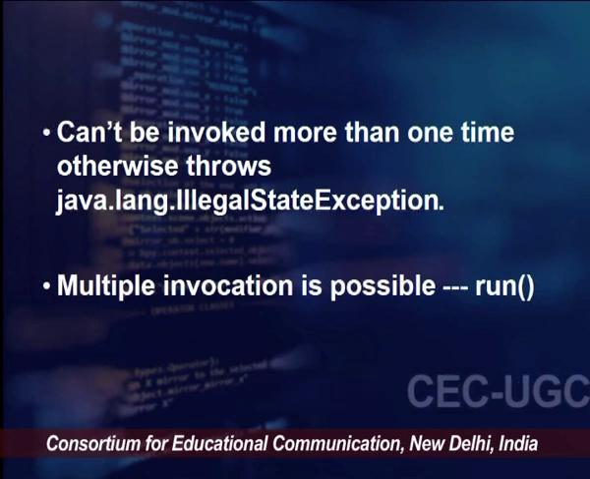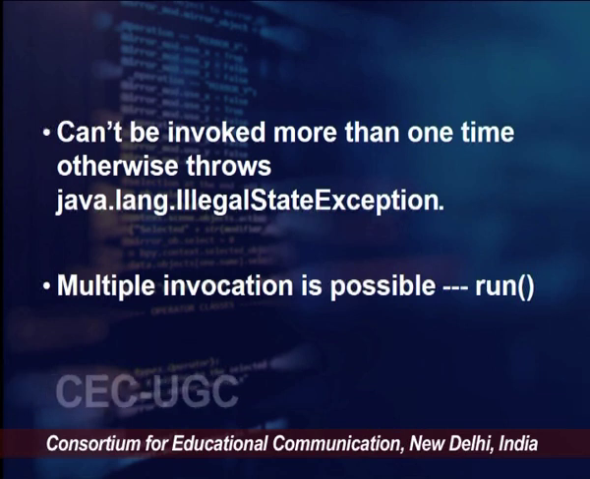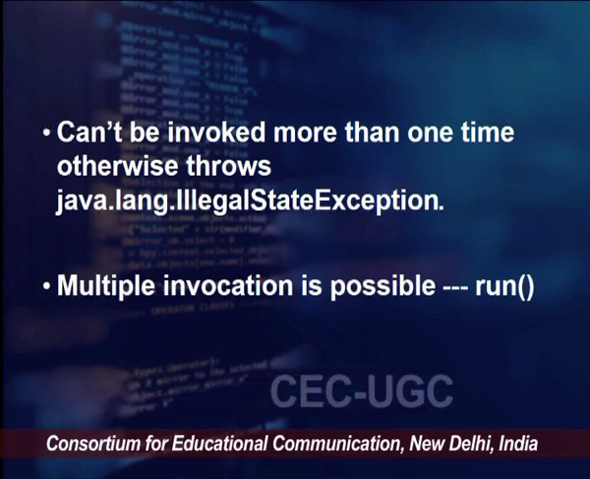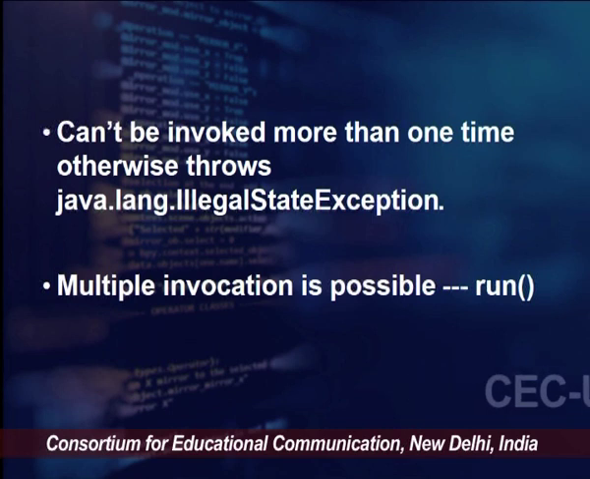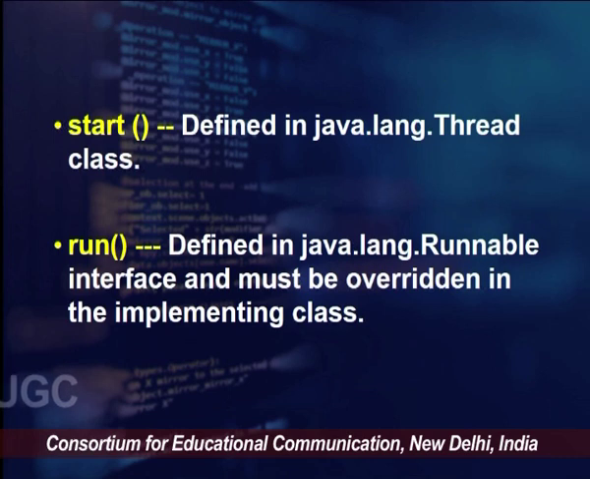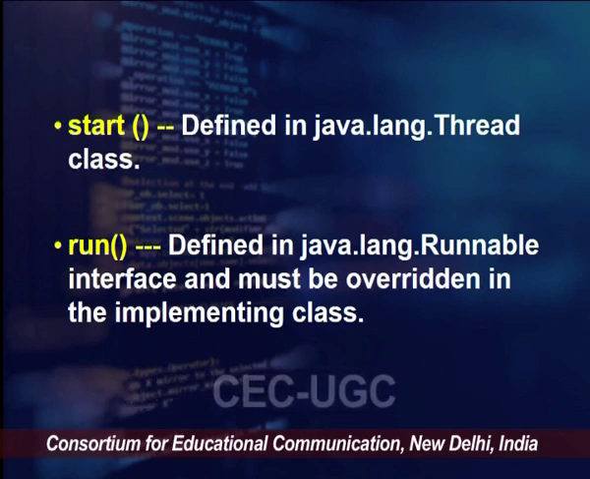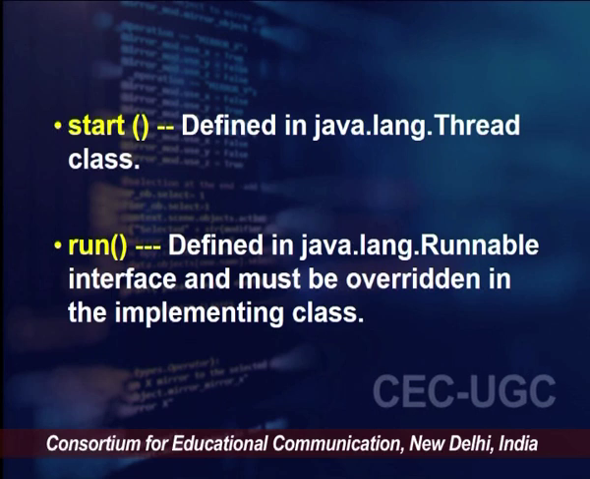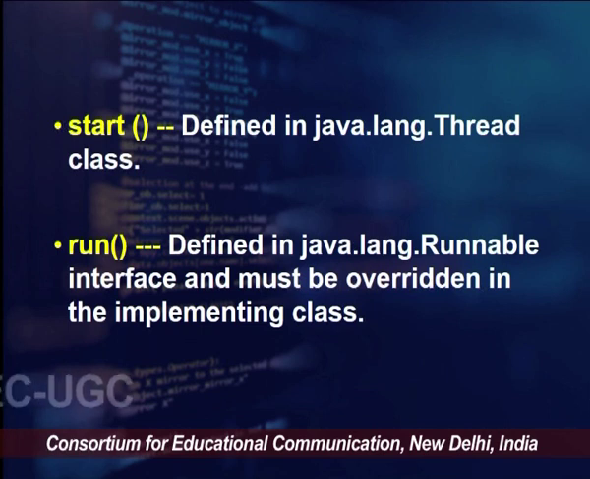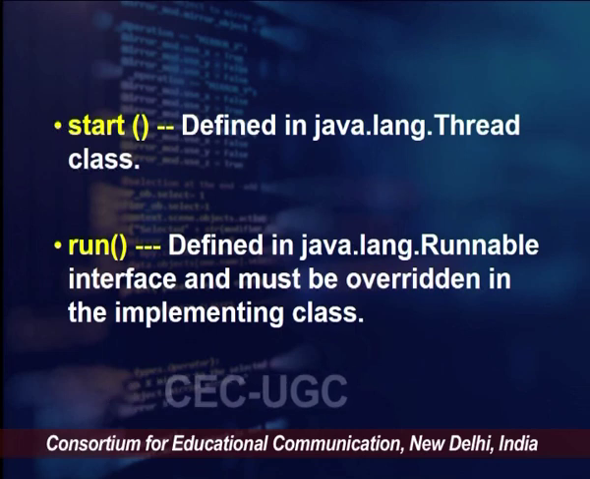Now, start cannot be invoked more than one time, otherwise it throws java.lang.IllegalThreadStateException, while for the run method multiple invocation is possible. Another difference between the two is that start is defined in the java.lang.Thread class, while run is a method of the java.lang.Runnable interface and must be overridden in the implementing class. So, here we have seen the differences between these two methods, start and run.